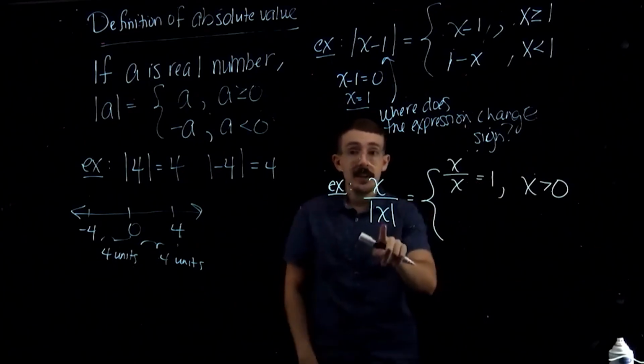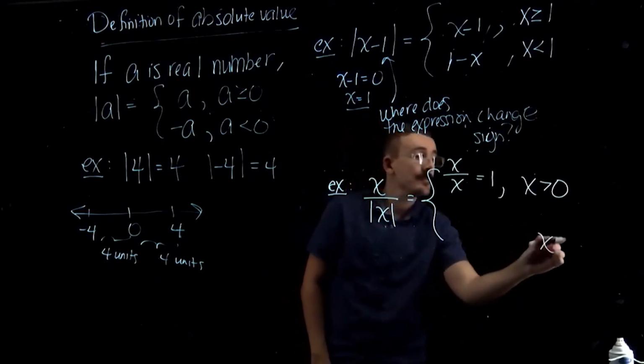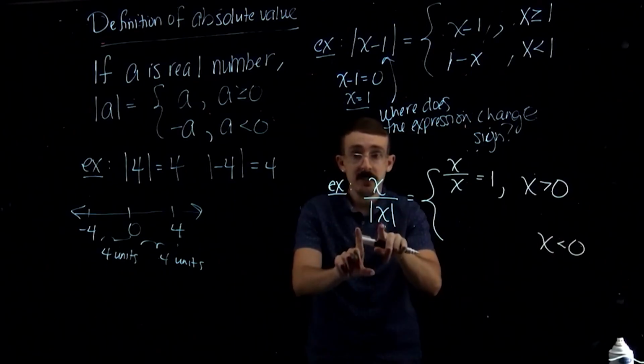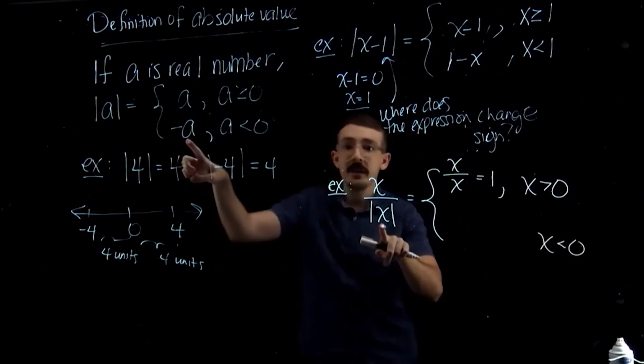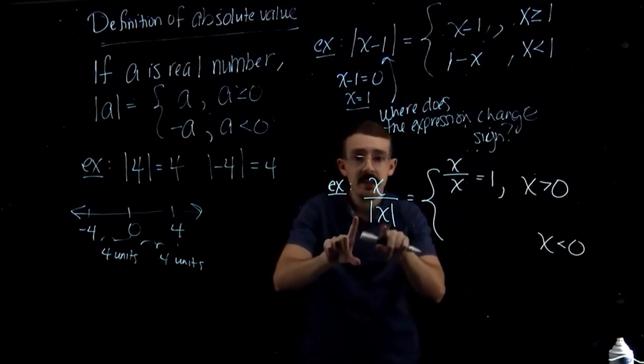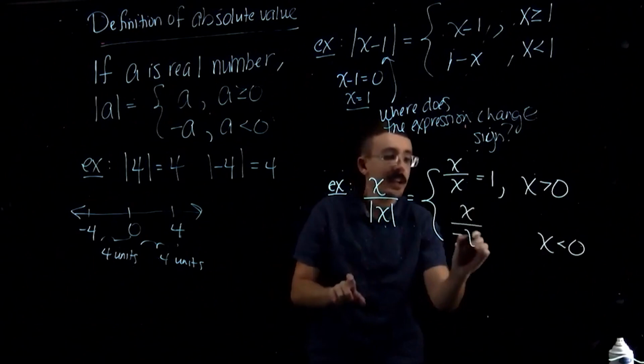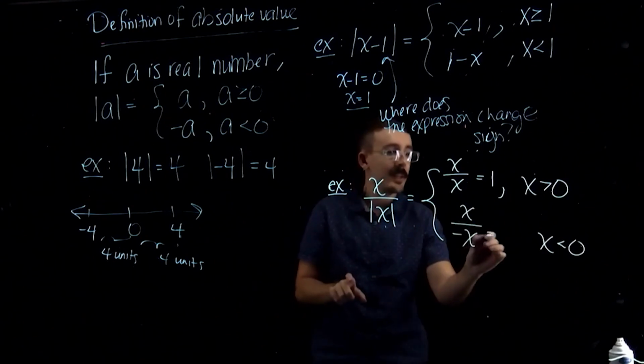OK. The other thing we need to consider is when is this negative? Well, that's when x is negative. So what do you do when the expression inside absolute value bar is negative? You flip the sign. So instead of x here, we're going to drop the absolute value bars, and it's going to become negative x. We flip the sign. But that's just negative 1.